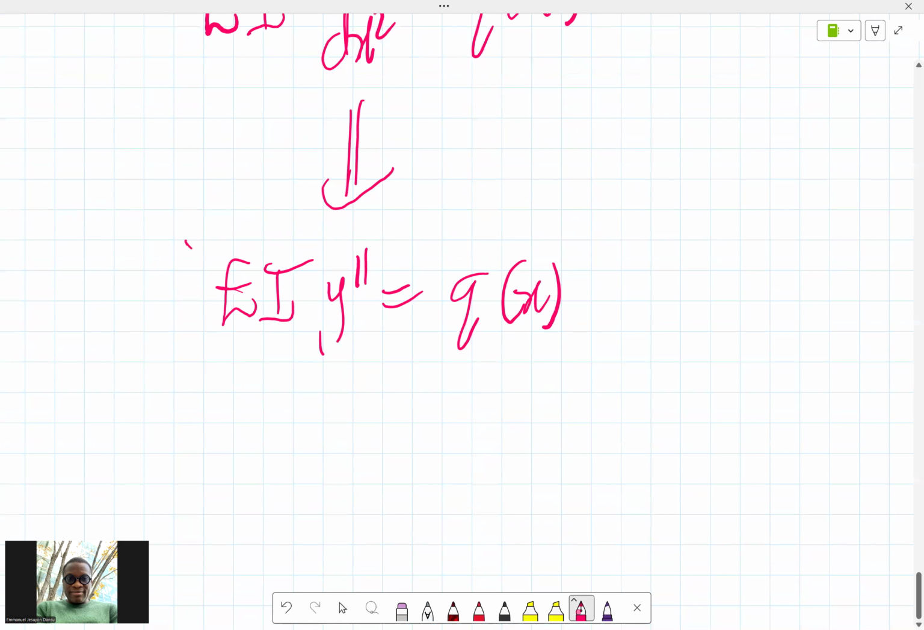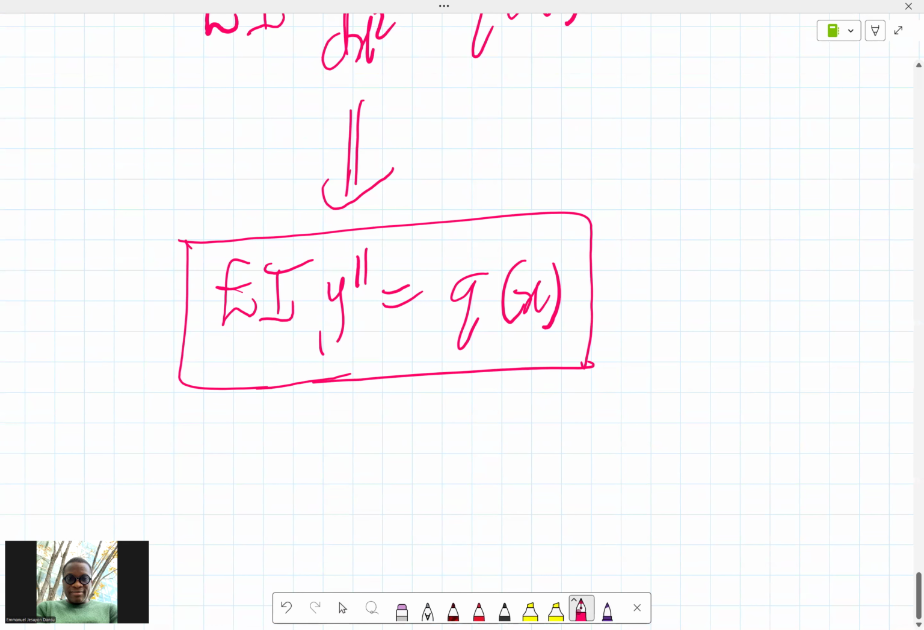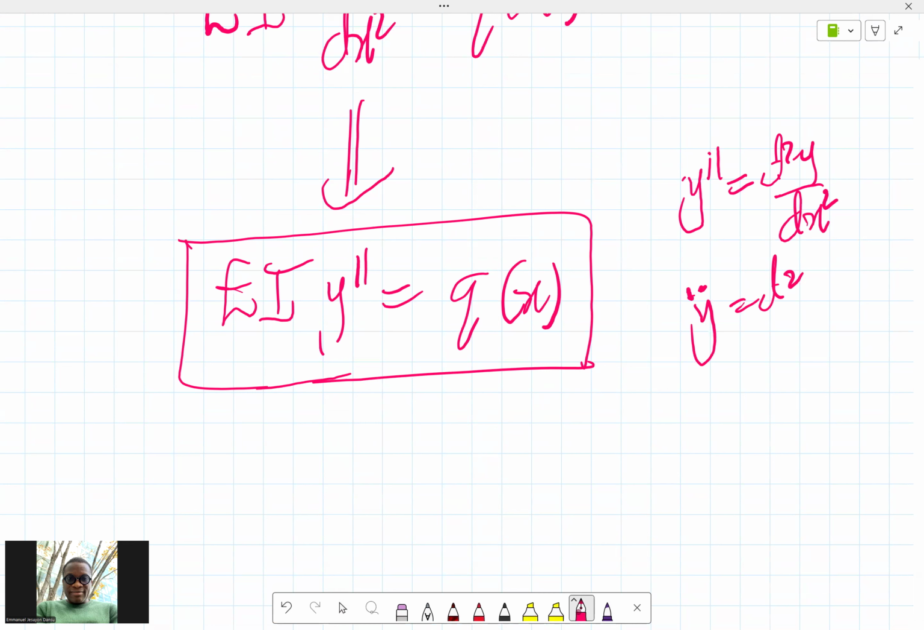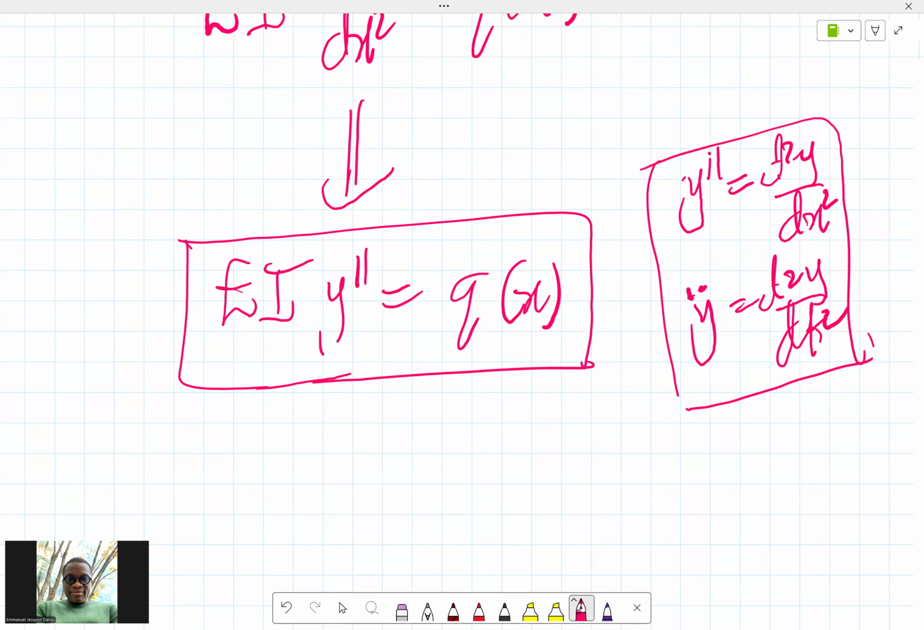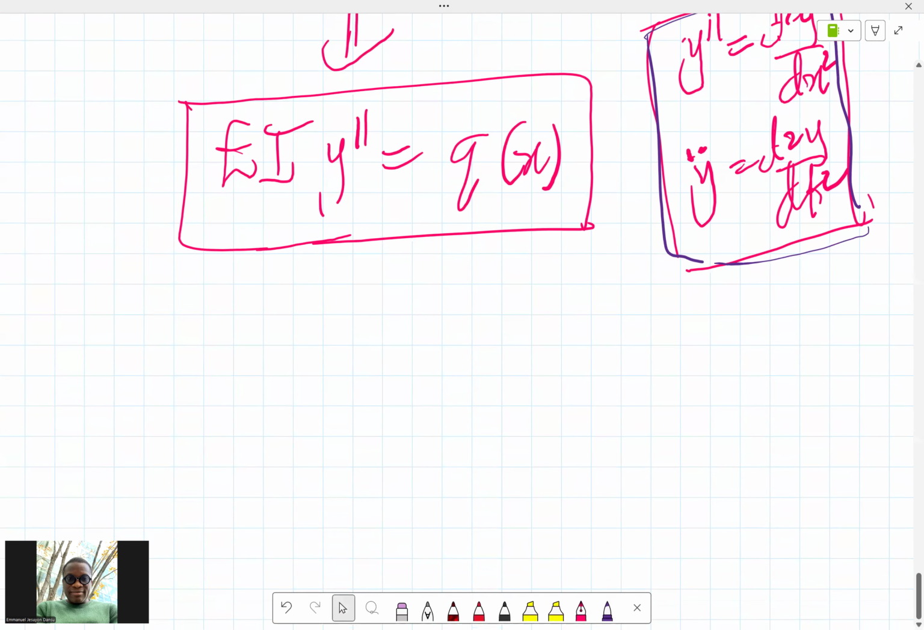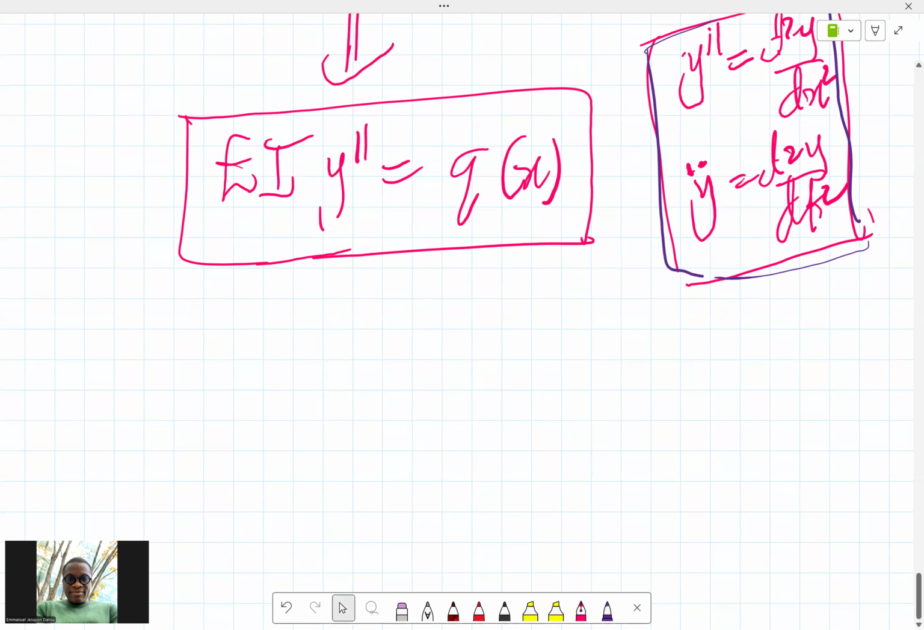Prime prime says space. Like I think I've said before, when you have y prime prime, that's d squared y dx squared, or when you have y dot dot, that's d squared y dt squared, so it's time dependent. That's the standard notation, though it doesn't really matter, because in some cases you can see y prime prime being time dependent. It all depends on who is using it. So back to this, y prime prime equals q(x).